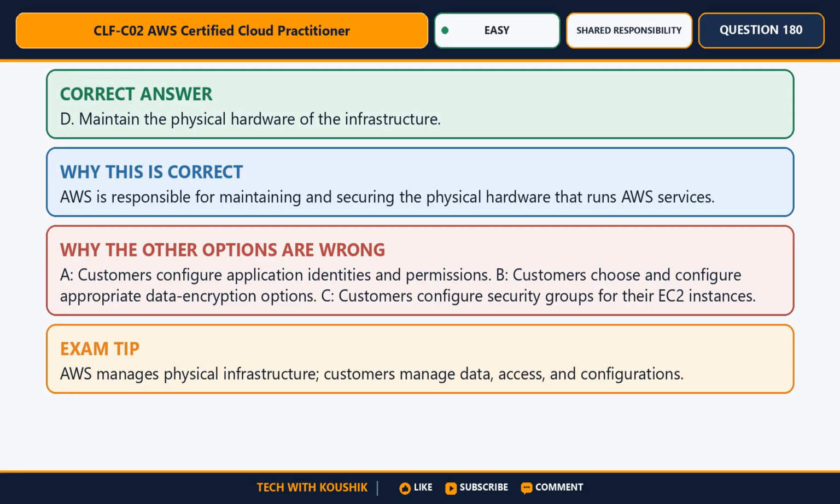The correct answer is D, maintain the physical hardware of the infrastructure. Here is why. AWS is responsible for maintaining and securing the physical hardware that runs AWS services. Why are the other options not correct? A. Customers configure application identities and permissions. B. Customers choose and configure appropriate data encryption options. C. Customers configure security groups for their EC2 instances. Exam tip. AWS manages physical infrastructure. Customers manage data, access, and configurations.